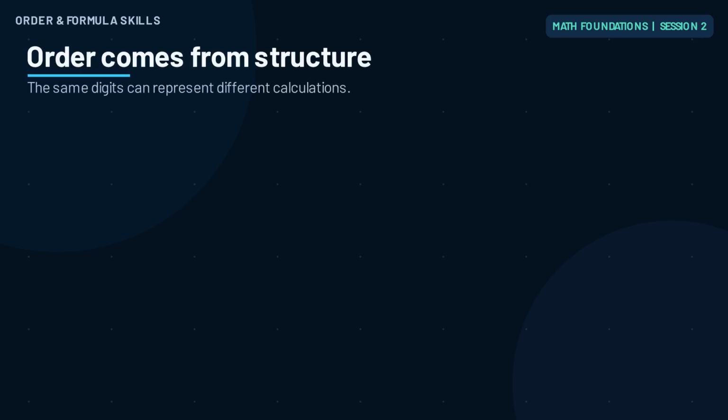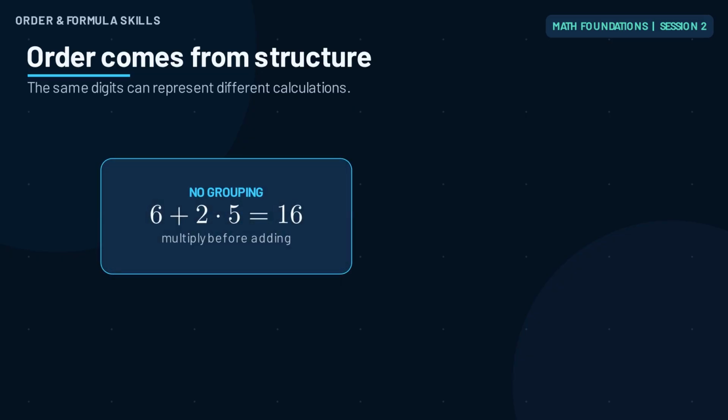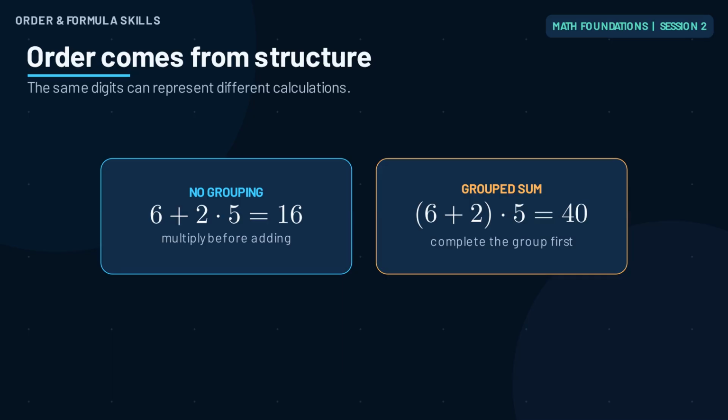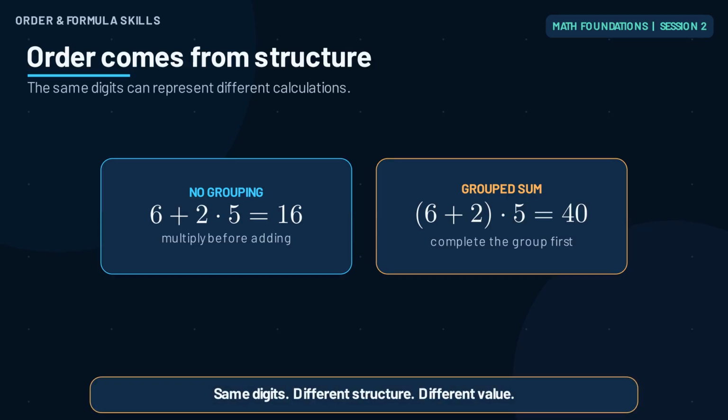Welcome back. Today we will treat order of operations as a reading system, not a race through a slogan. Compare 6 plus 2 times 5 with the quantity 6 plus 2, times 5. In the first expression, multiplication is visible at the main level, so 2 times 5 becomes 10 and the value is 16. In the second expression, parentheses make 6 plus 2 a single group, so 8 times 5 gives 40.